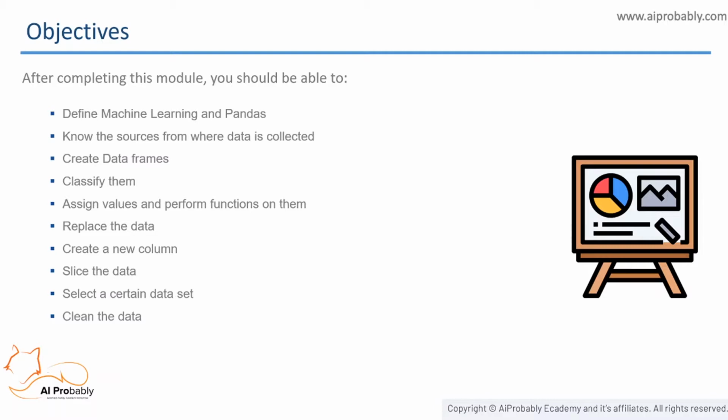After completing this module, you will be able to define machine learning in pandas. Know the sources from where the data is collected, create data frames, classify them, assign values, and perform functions on them. Replace the data set, create a new column in your data set, slice the data, select a certain data set, and clean the data set.